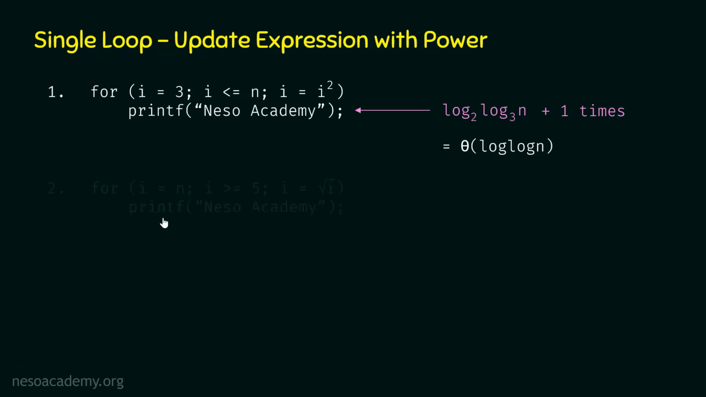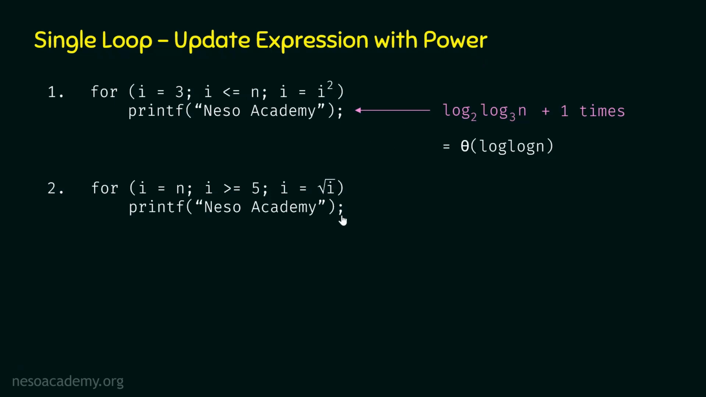Now here is one more loop. Let's say we need to determine the time complexity of this loop as well. We can observe I is initialized to n. Then after this, the condition is checked: is I greater than or equal to 5? Then the update expression is I equal to square root of I. Here we have square root of I. Again, this is I power something. Here in the power we have 1 by 2. We can observe the variable is raised to some constant power. Hence, this is an update expression with power.